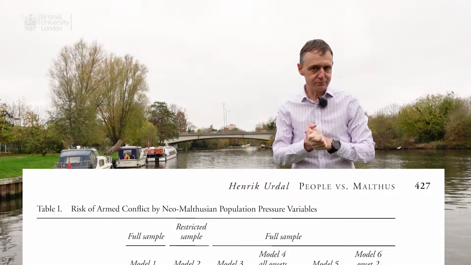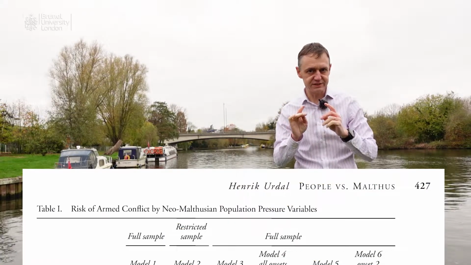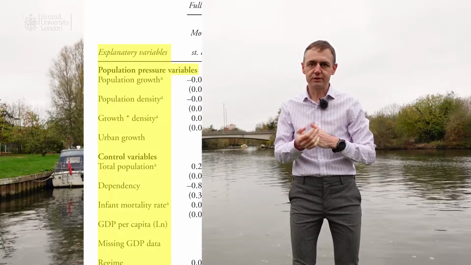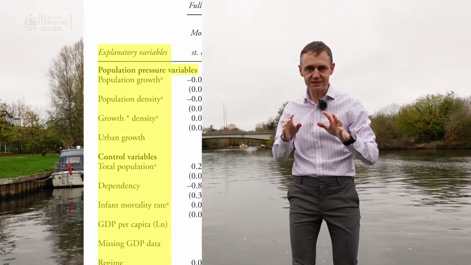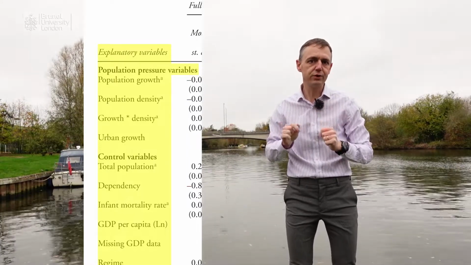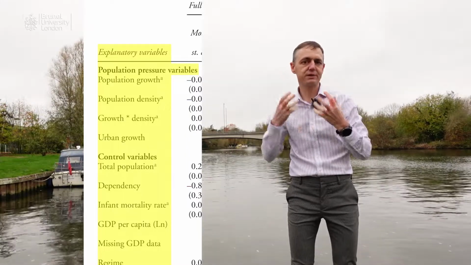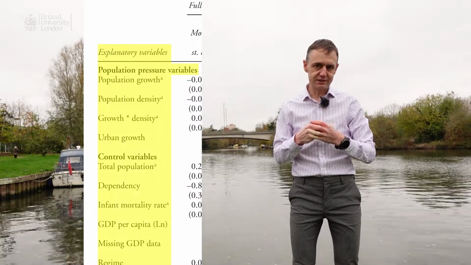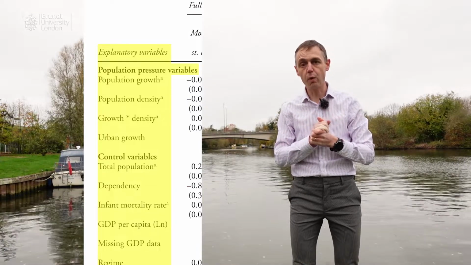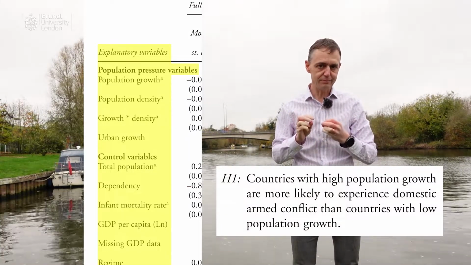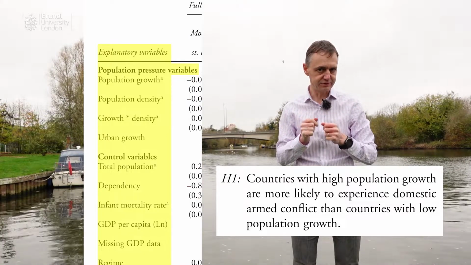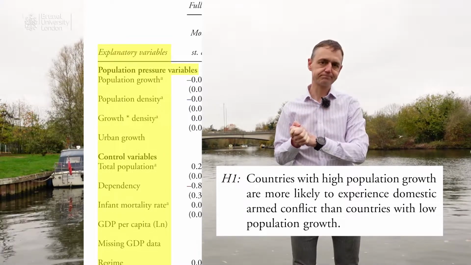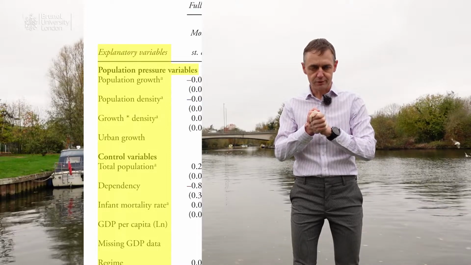You'll remember that risk of armed conflict is our dependent variable, so for all of this table it's explaining the risk of armed conflict. On the left hand side we have the explanatory variables. These are our independent variables. So if we're testing to see if the risk of armed conflict depends on those independent variables, population growth, population density and so on. The first variables are the ones we are genuinely interested in for the sake of the hypothesis, which you'll remember was countries with high population growth are more likely to experience domestic armed conflict than countries with low population growth. So we've got population growth right at the top there.